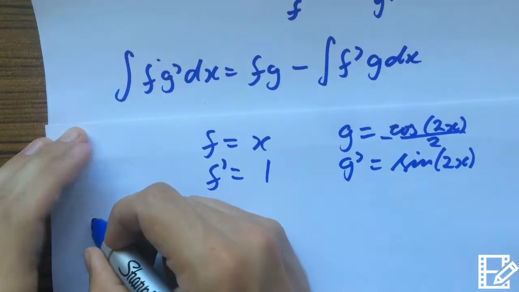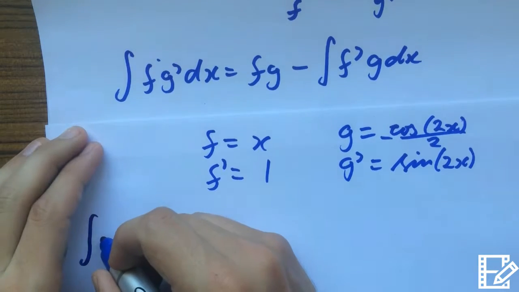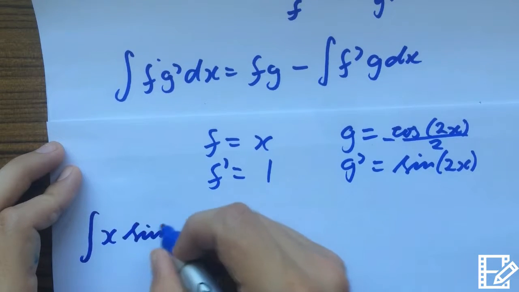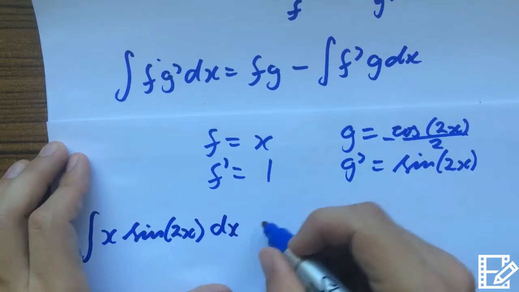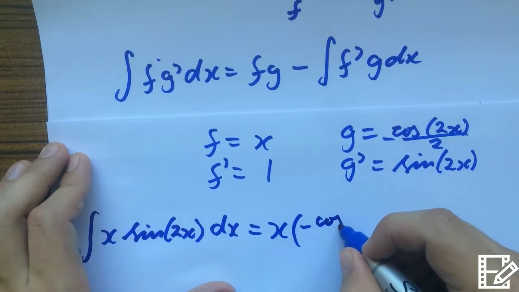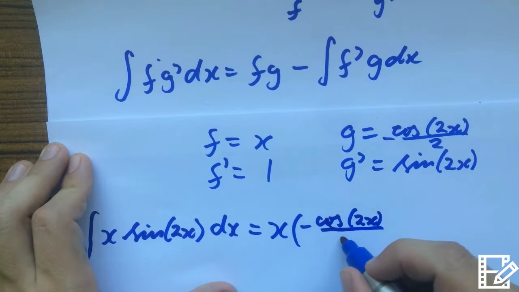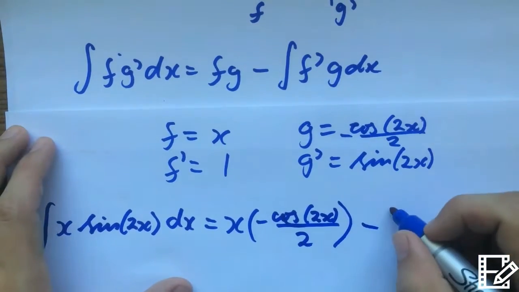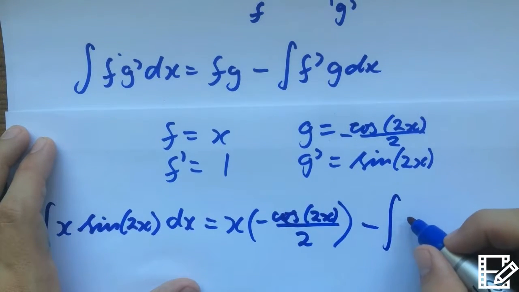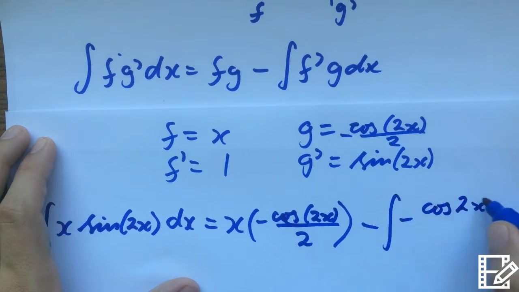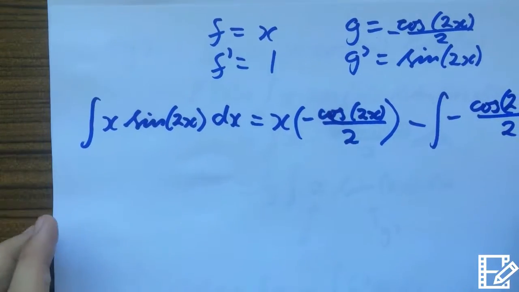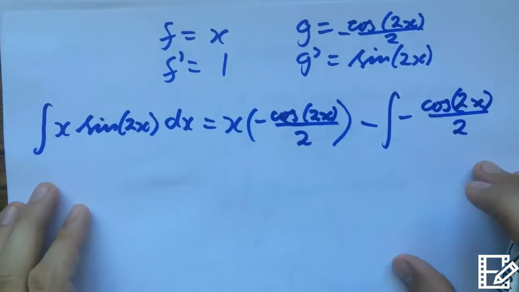So let's fill it in. Our original function was, well, we have a half, but I'm not going to worry about that just now. It's x sine 2x. This is the function we want to find the integral of. And that equals f, which is x, times g, which is negative cos 2x on 2, minus the integral of f dash, which is 1, so we don't care, times g, which we said is negative cos 2x on 2. Okay, so now we have an equation we can work with.